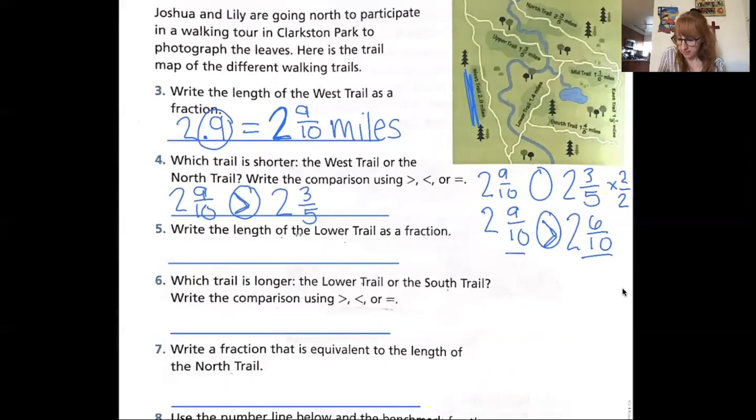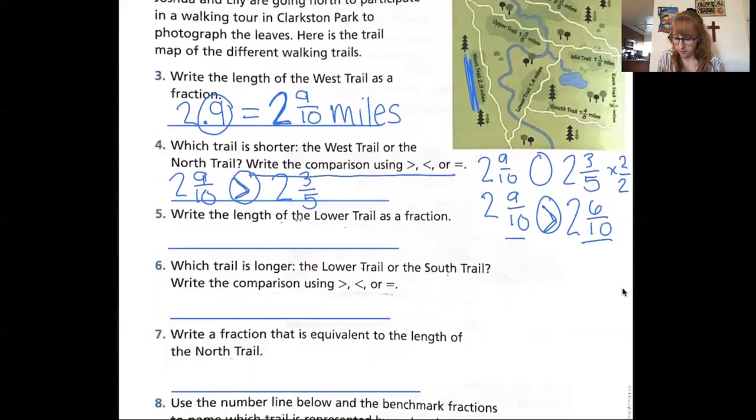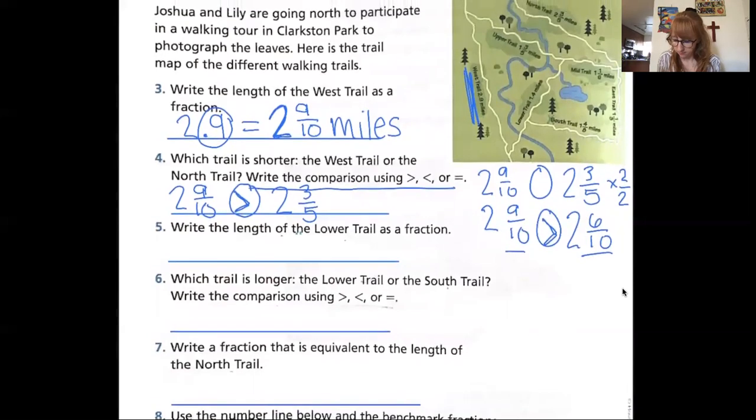And since it asks us to write the comparison, all I'm going to do is that. I'm not going to add which trail is shorter. That's just fine. All right.